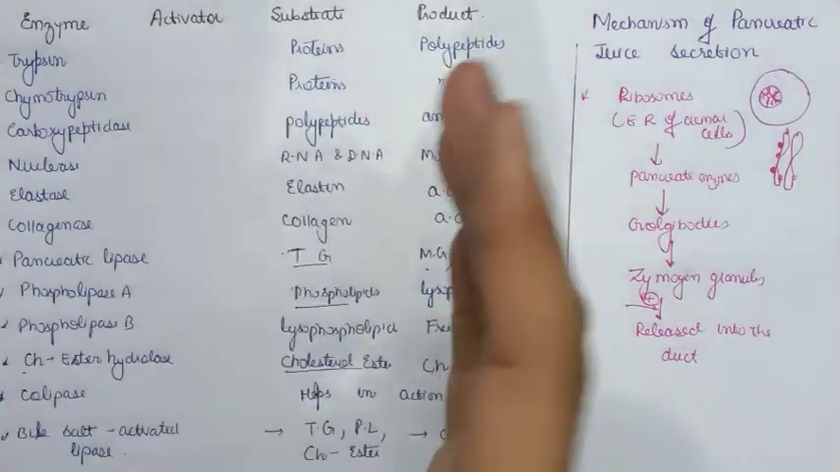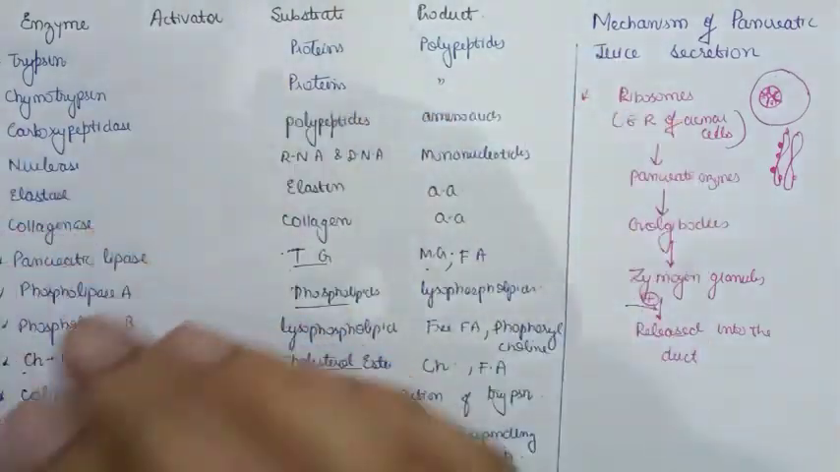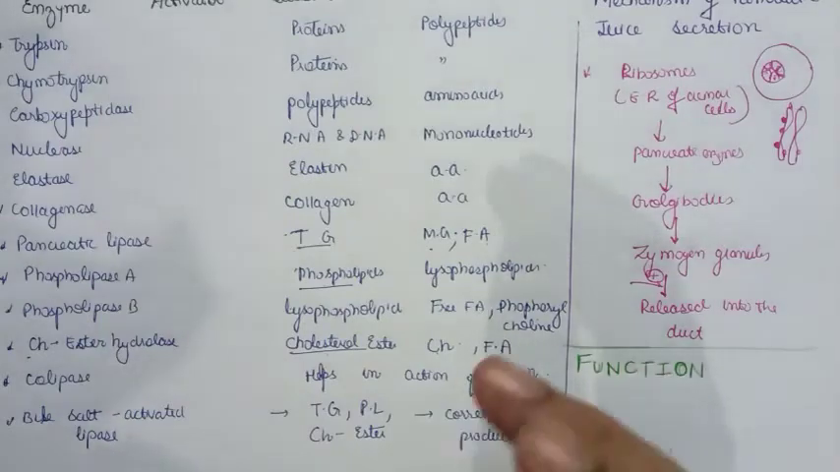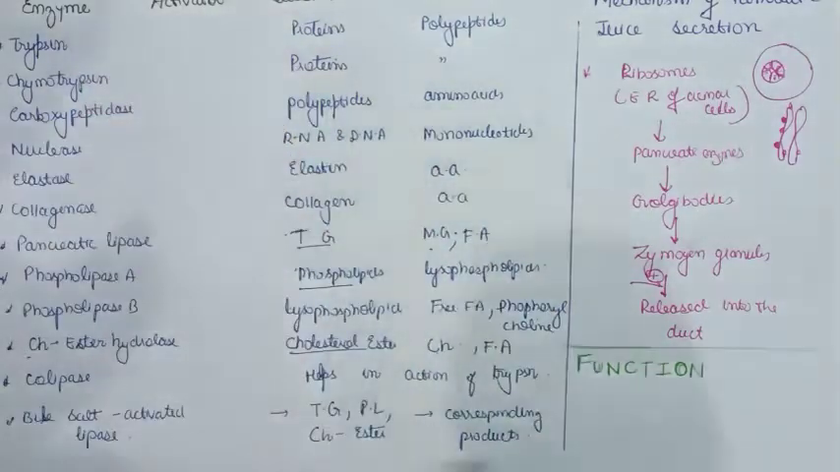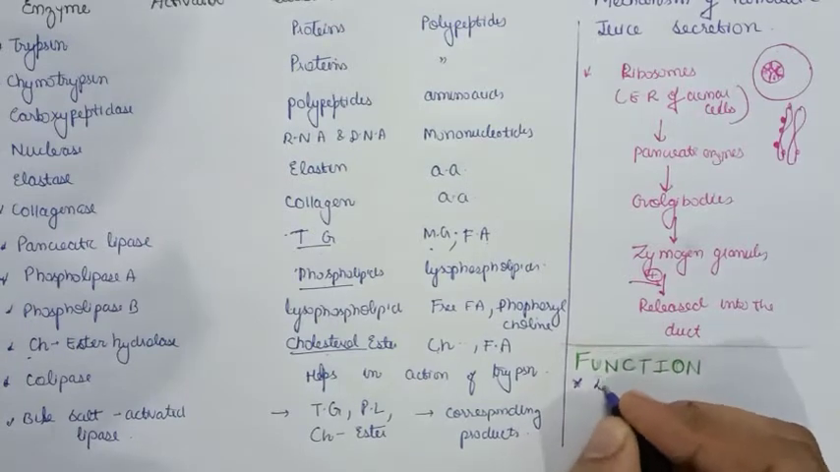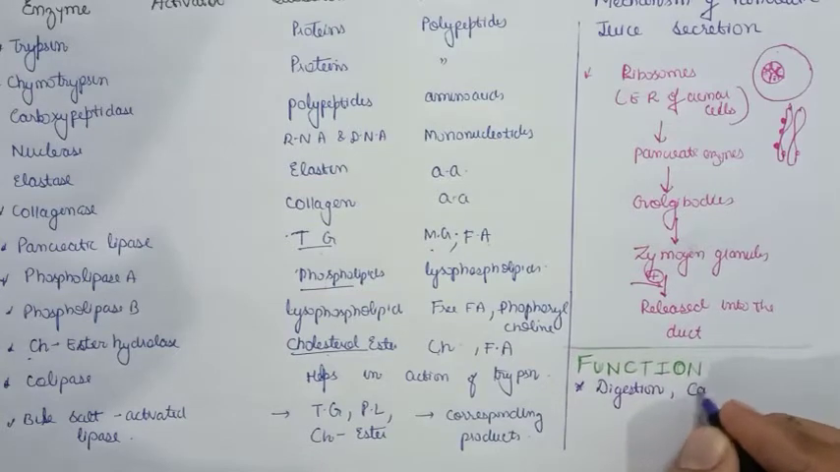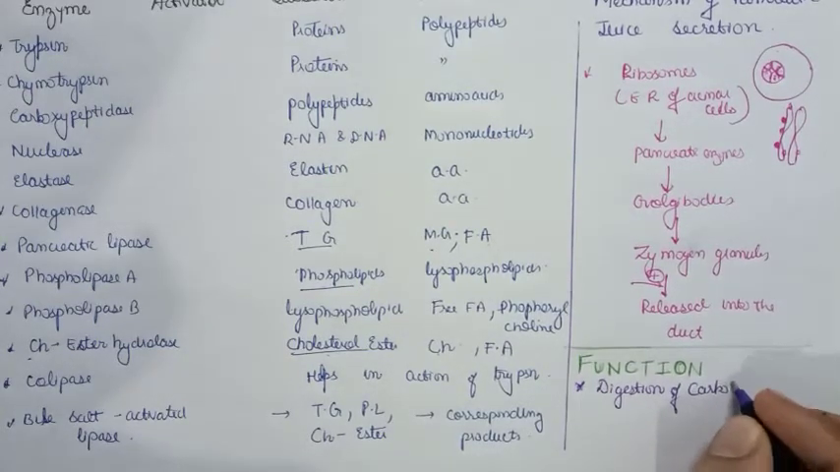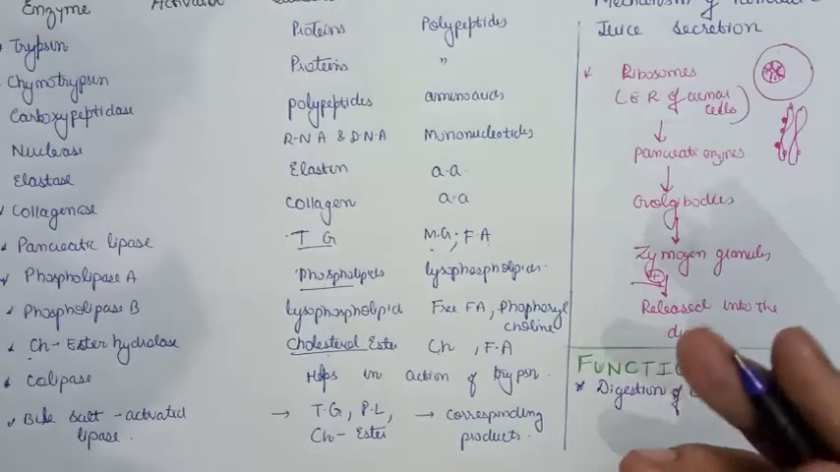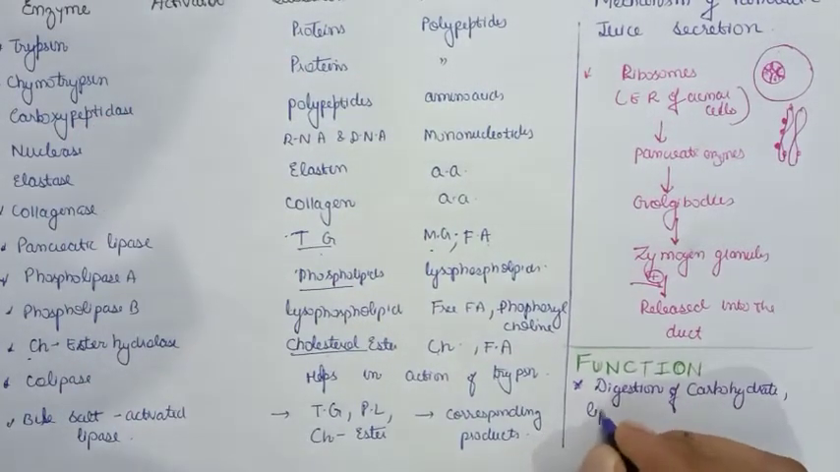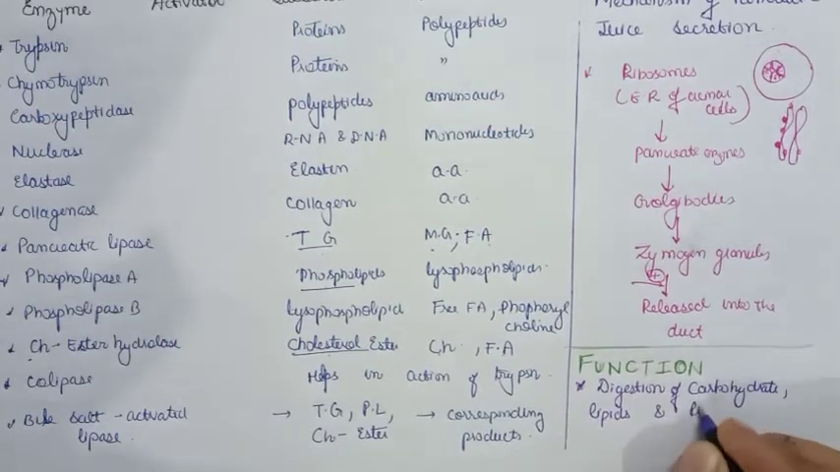Pancreatic juice consists of two components. One is the enzyme part, and another important component is the bicarbonate ion secretion, which I have already discussed in a separate video. You can check it out in the video section of my channel. Now if we discuss the functions of the pancreatic juice, it is related to the action of the enzymes. So it helps in the digestion of carbohydrates, lipids and proteins.